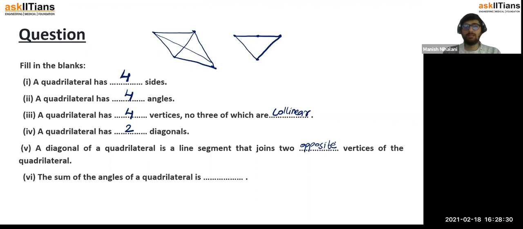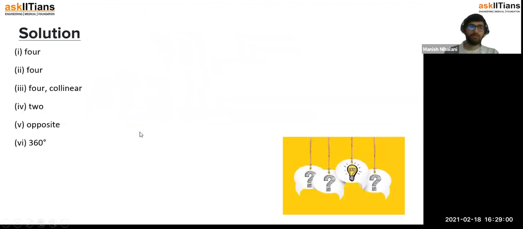Then we had discussed this in the last class as well, the angle sum property of a quadrilateral, right? When you add up all the angles, how many angles are there? We said there are four angles. So when you add those four angles in a quadrilateral, you would get the sum as 360 degrees, because a quadrilateral can be divided into two triangles. The sum of angles of a triangle is 180, so therefore the sum of angles of a quadrilateral is 360 degrees, right? So these are basically the solutions as we discussed.